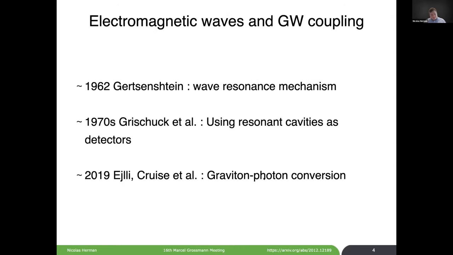And I will make a short review about electromagnetic wave and gravitational wave coupling. So in 1962, Gertsenshtein introduced the wave resonant mechanism. And in the 70s, Grishchuk et al. used resonant cavities as detectors, in theoretical work. And more recently, in 2019, there is an article by Ejlli et al. that speaks about graviton-photon conversion with the ALPS experiment.